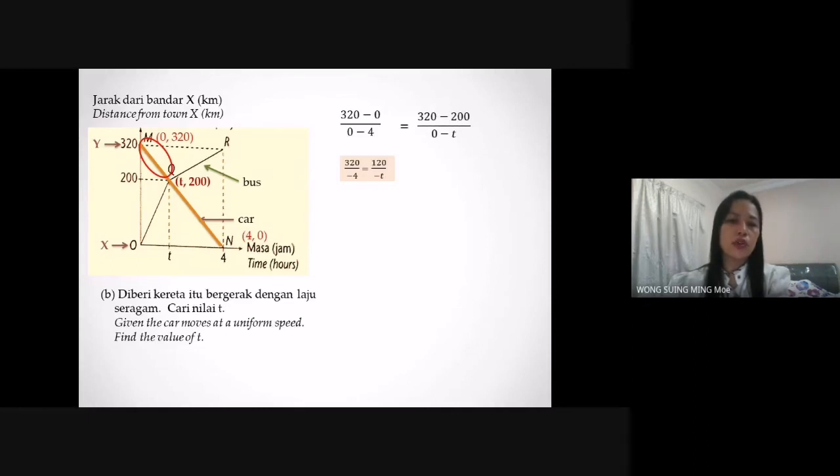Now we do the cross multiplication. So we get negative 320t equal to 120 times negative 4. Negative 320t equal to negative 480. T equal to 1.5.